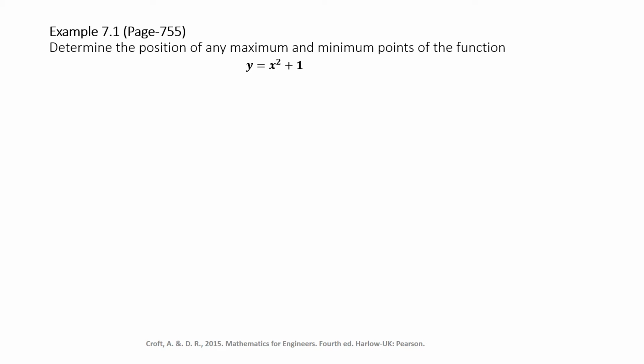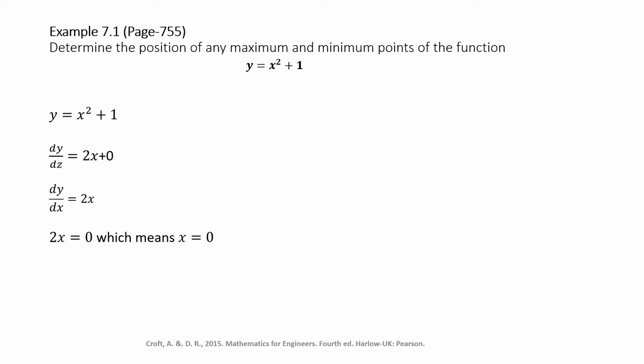There is an example on page 755. Let's solve it and find the maximum and minimum points of the function. So first we are going for a derivative. 2x plus 0 means 2x, and then according to the tangent at a maximum point being 0, we take the derivative equals 0, which gives us x equals 0.